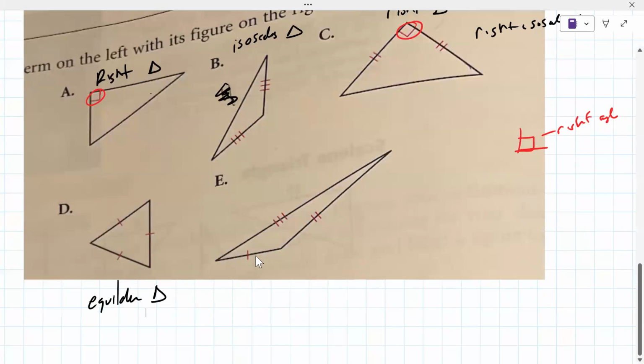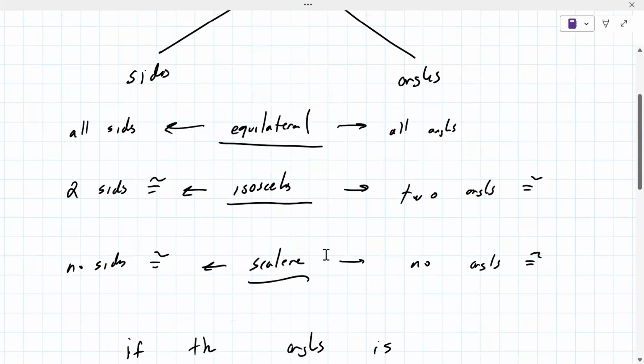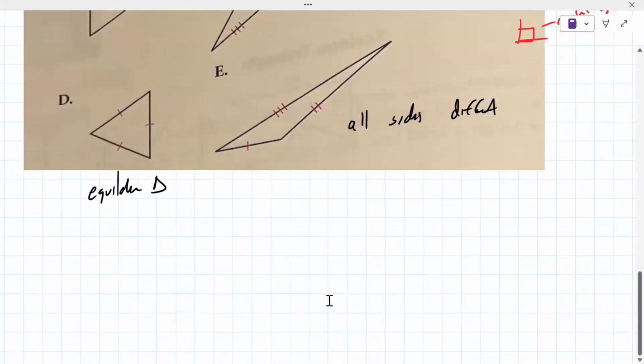The notation here in E is that all the sides are different. What would the best name for that be if all the sides are different? That's when no sides are congruent. Scalene. Scalene triangle. Good.